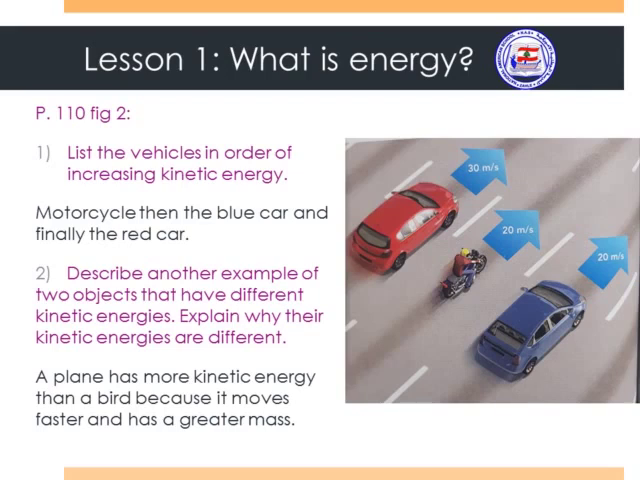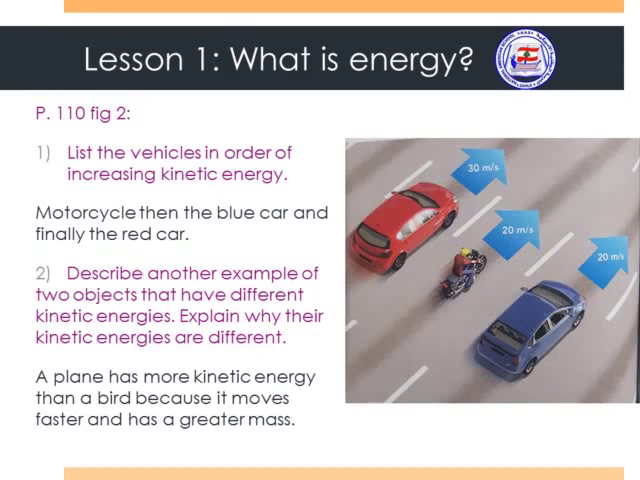Now the question is to arrange these vehicles in order of increasing kinetic energy, which means from the smallest energy to the highest energy. So the smallest is the motorcycle, then the blue car, and finally the highest energy is the red car.